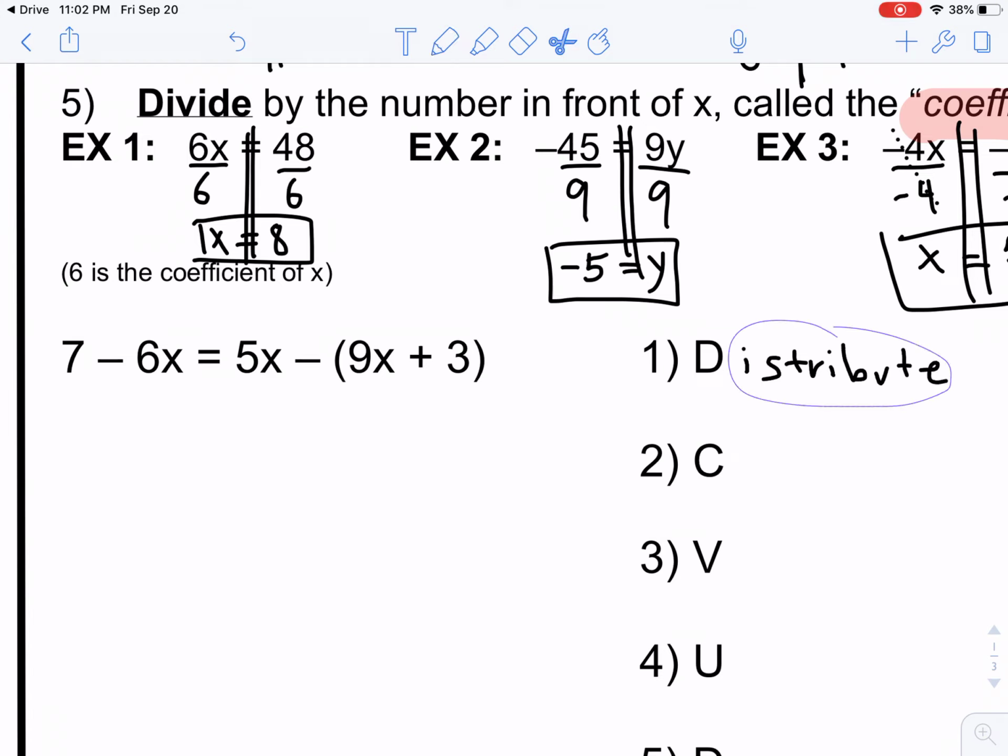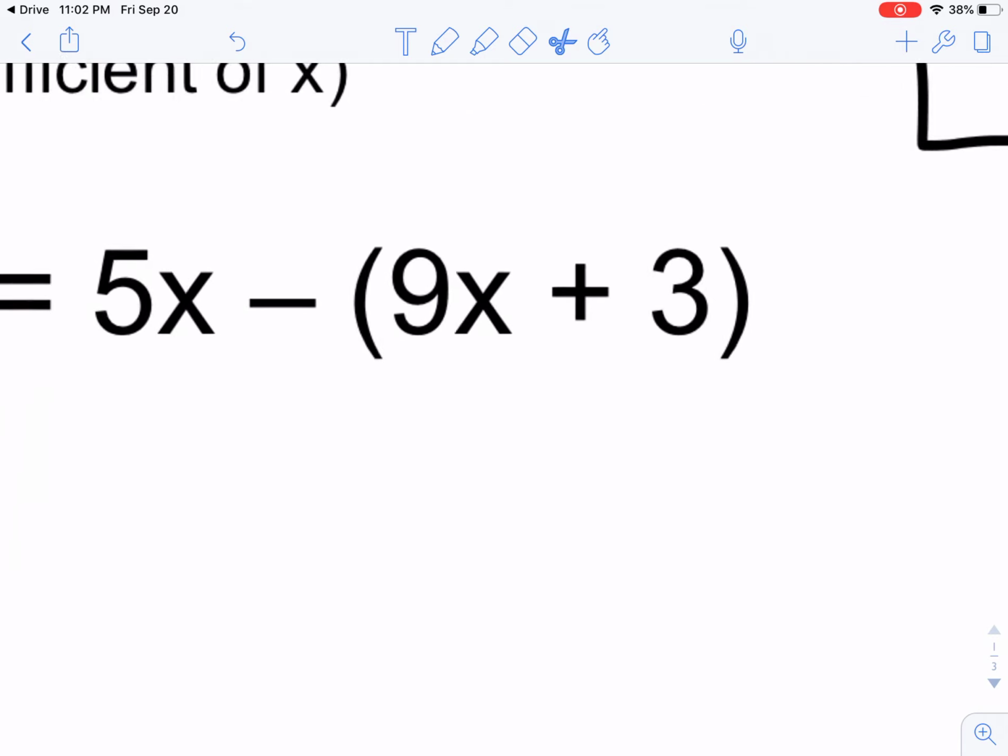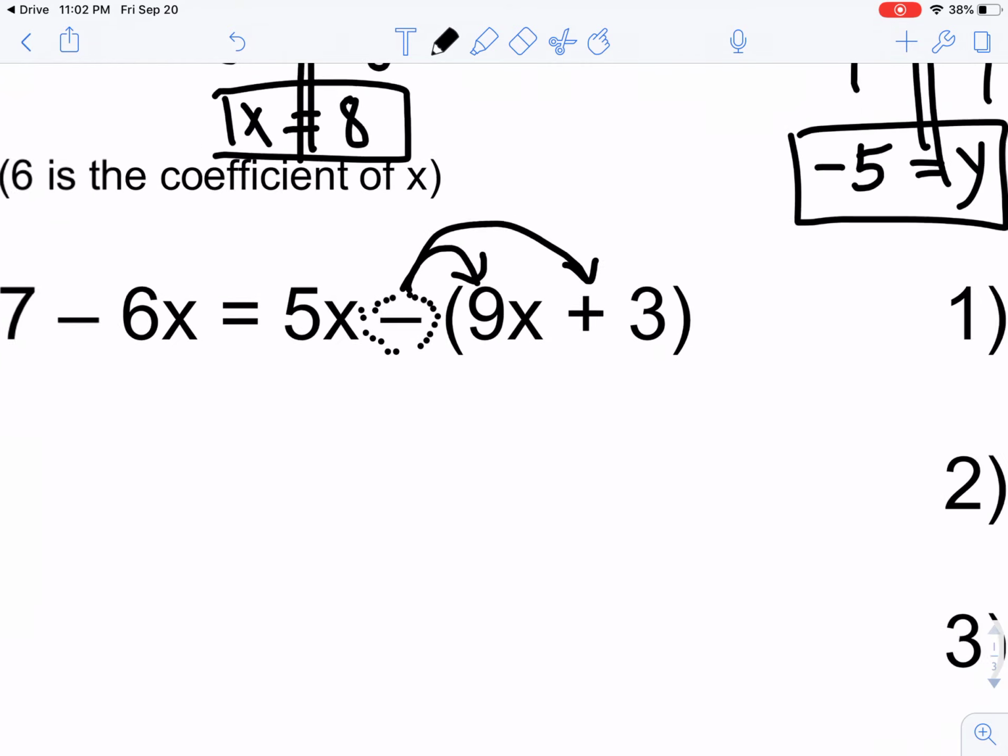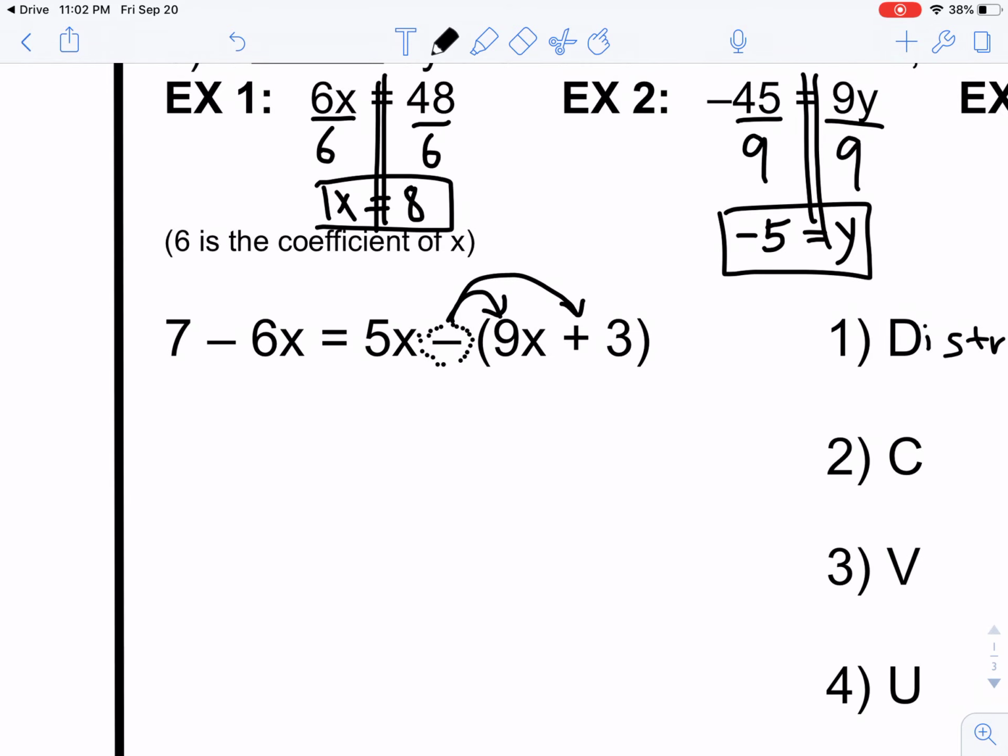Distribute. Okay, so that means we're going to look for the parentheses. I'm going to go ahead and circle the term in front of it. It's a negative, so it's like opposite land. We have the opposite of 9x and positive 3.